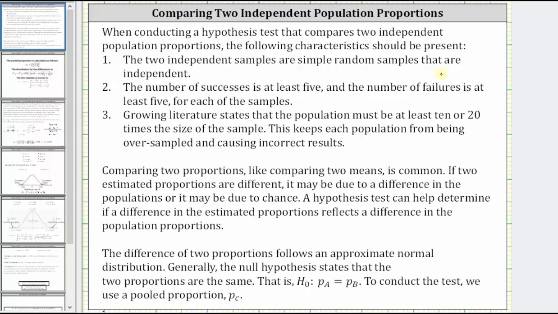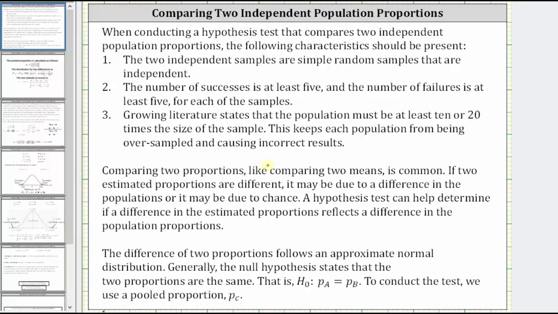Two, the number of successes is at least 5, and the number of failures is at least 5 for each of the samples. Three, growing literature states that the population must be at least 10 or 20 times the size of the sample. This keeps each population from being oversampled and causing incorrect results.